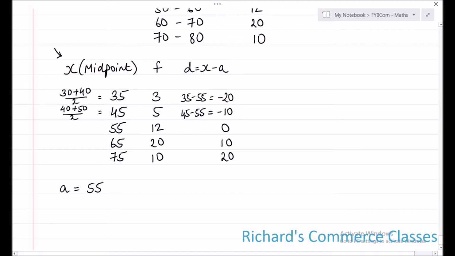Now that you have d, you also need d square. According to the formula, you also need d square, and that is nothing but taking the squares of all the elements in the d column. So let us do that. That is minus 20 square, which is equal to 400, minus 10 square, which is equal to 100, and so on. 0 square will be 0, 10 square is 100, and 20 square is 400.